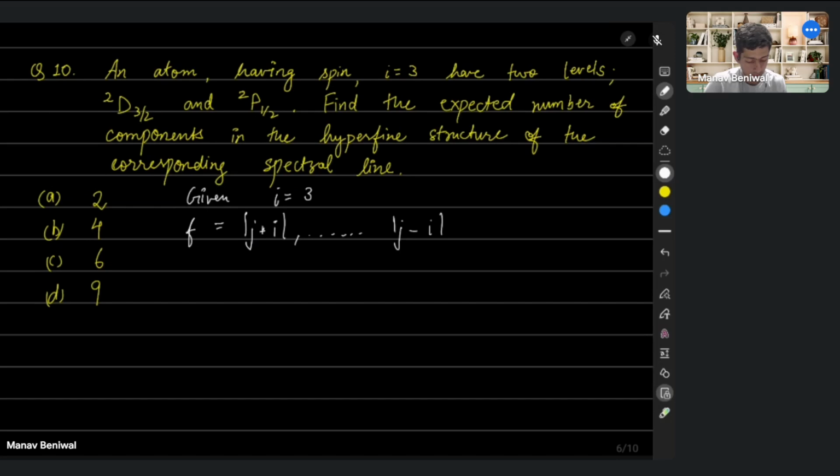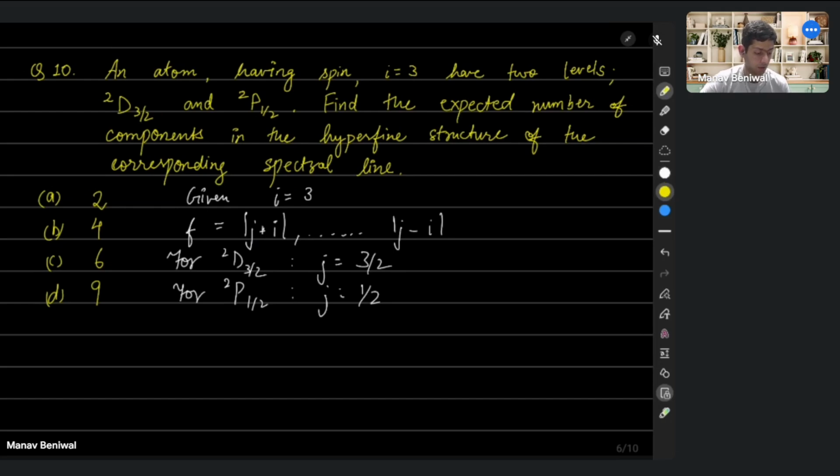Okay. So for 2D 3/2, first of all J is 3/2, and for 2P 1/2, J is 1/2. Right? So this much we know.